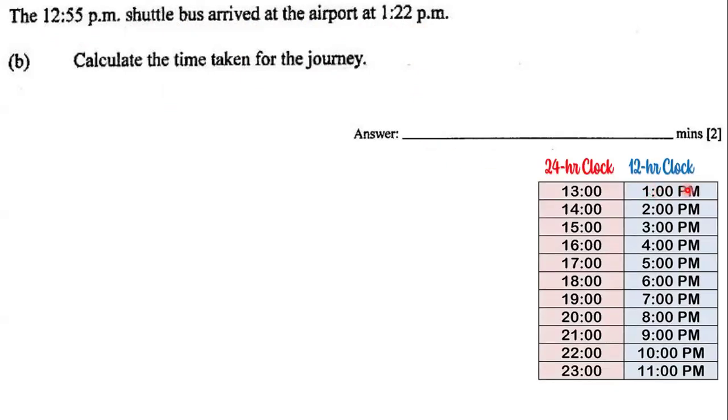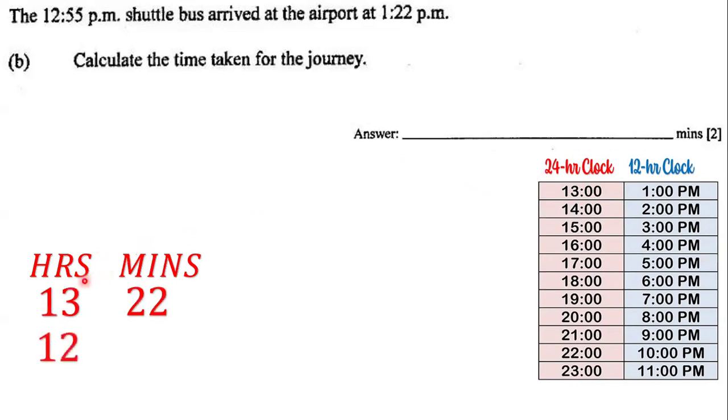Now, 1 p.m. is actually 13 o'clock in the 24-hour clock. And so that means that 1:22 p.m. is actually going to be 13:22 in the 24-hour clock. And the reason why we converted to the 24-hour clock is because it's going to help us when it comes to subtracting, all right? And so we have 13:22, which is actually 1:22. And so we have 12 hours and 55 minutes that we have to use in our subtraction.